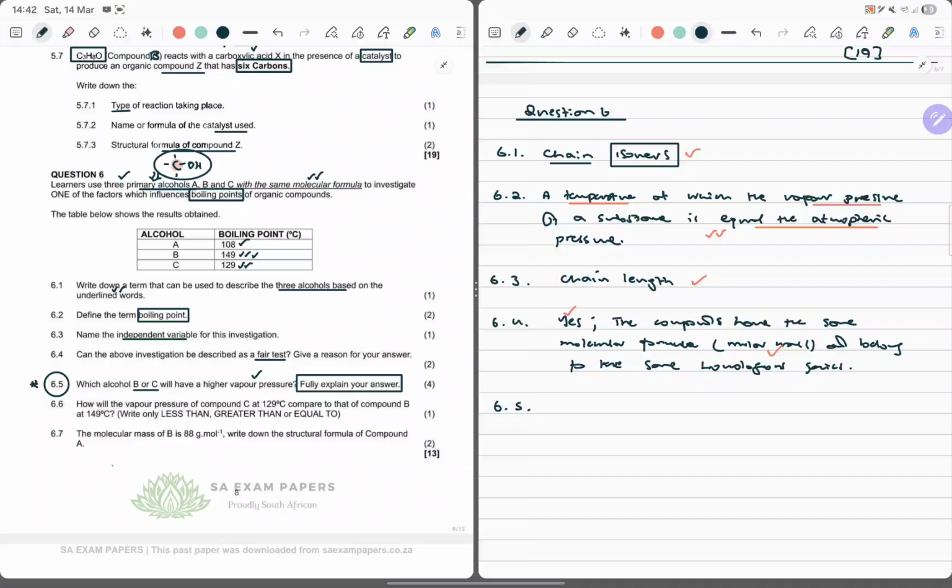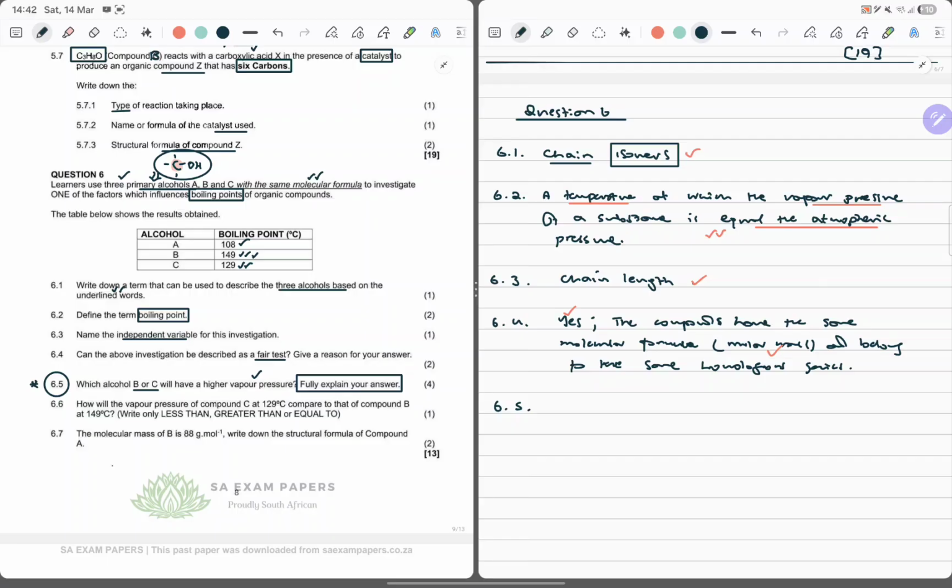Who between B and C has a higher vapor pressure? Remember, vapor pressure and boiling points are inversely proportional. The one with the higher boiling point will have a lower vapor pressure at a given temperature in comparison to the one with the lower boiling point, which will have a higher vapor pressure. So technically, the one with the lower boiling point of the two will have a higher vapor pressure. So let's say it's going to be C.